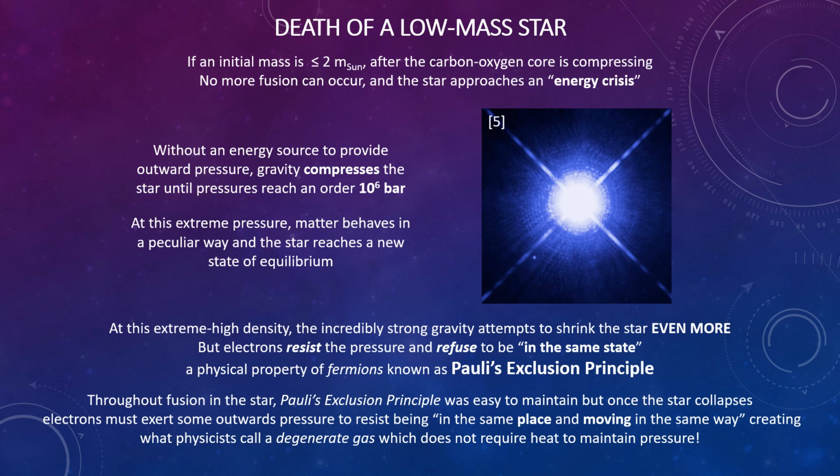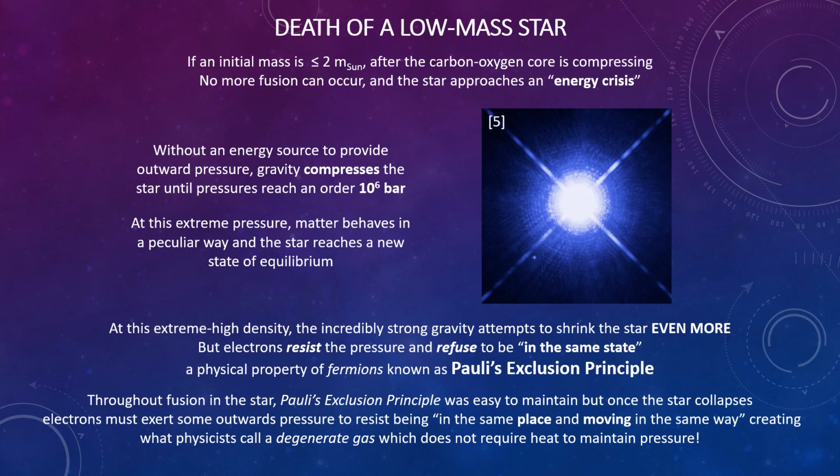But that's getting into very deep quantum physics. What you need to know is that the electrons don't want to be in the same energy state, and so they provide a pressure, a resistance due to the Pauli exclusion principle. And so that stops low mass stars from contracting even further.